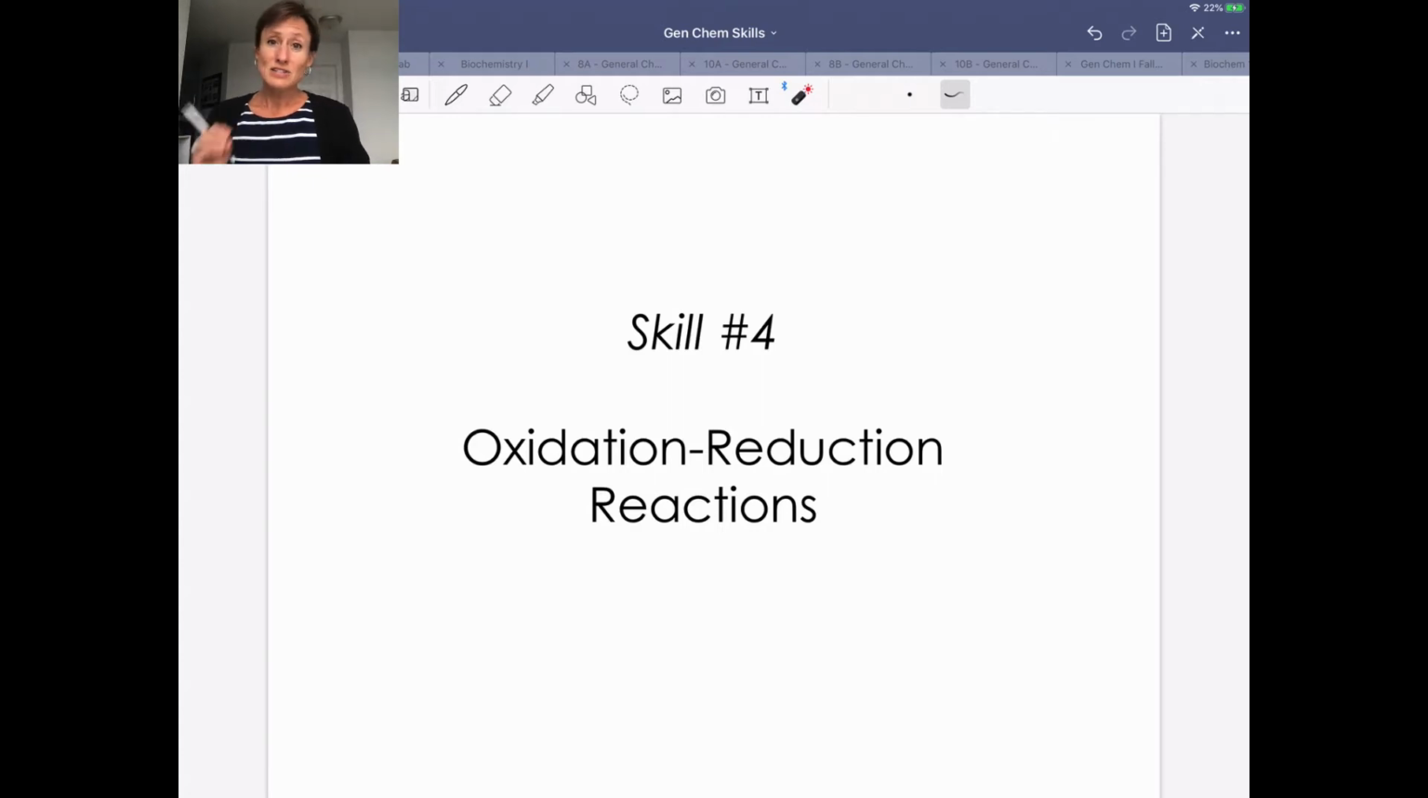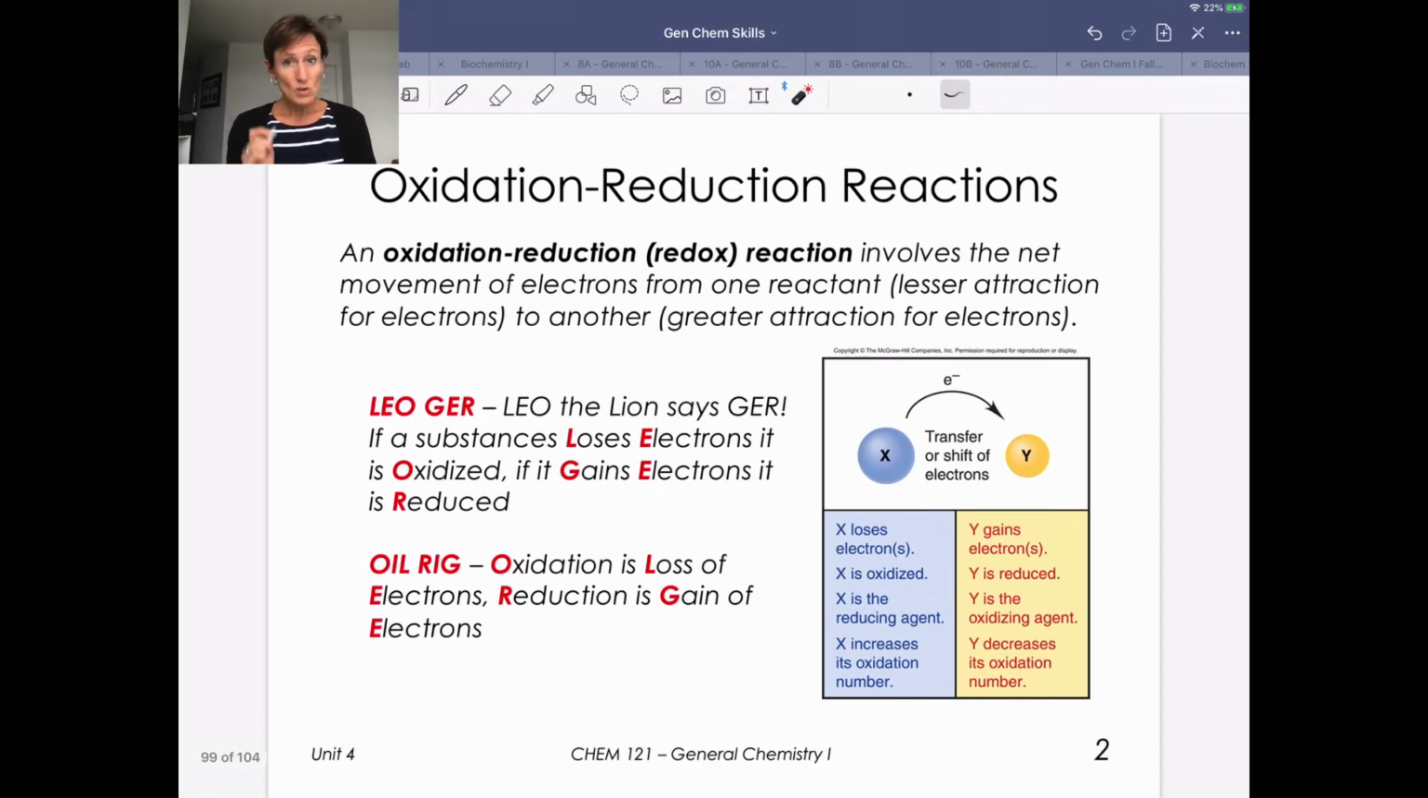So our last skill in learning Unit 4 on aqueous chemistry is on oxidation-reduction reactions. This might be a new skill for many of you. There's a couple parts that we'll go through to understand what oxidation-reduction reactions are. Oxidation-reduction reactions involve the movement of electrons from one reactant who has a lesser attraction for electrons to another. Essentially, it's the trading or swapping of electrons.